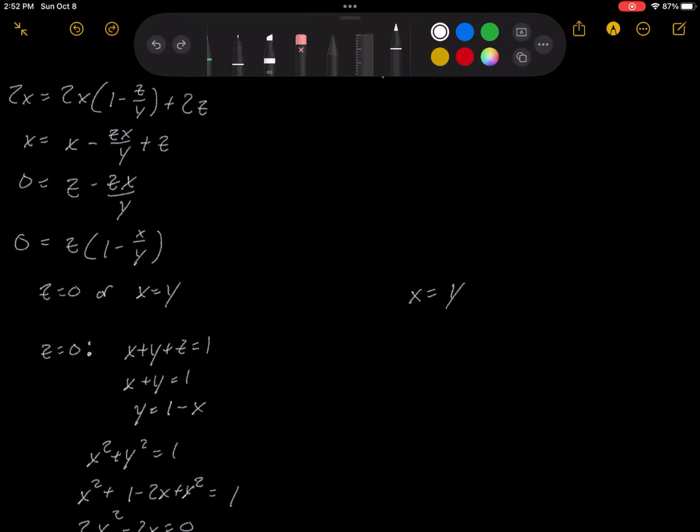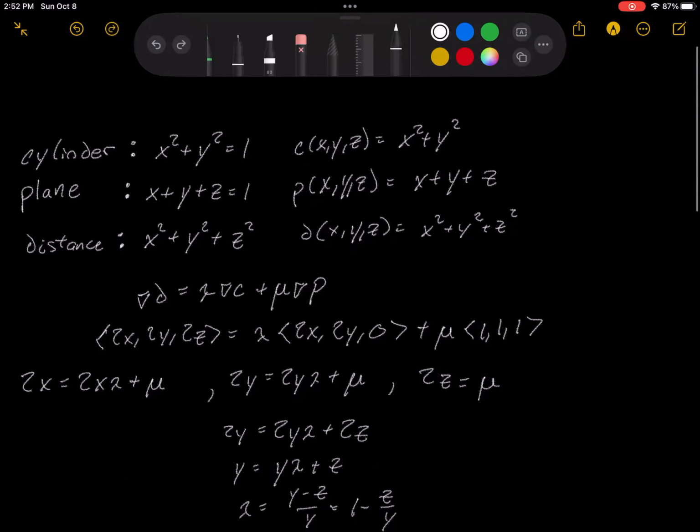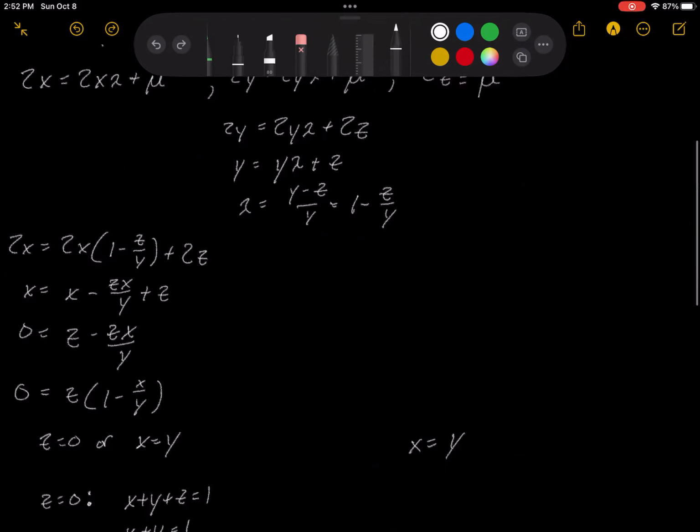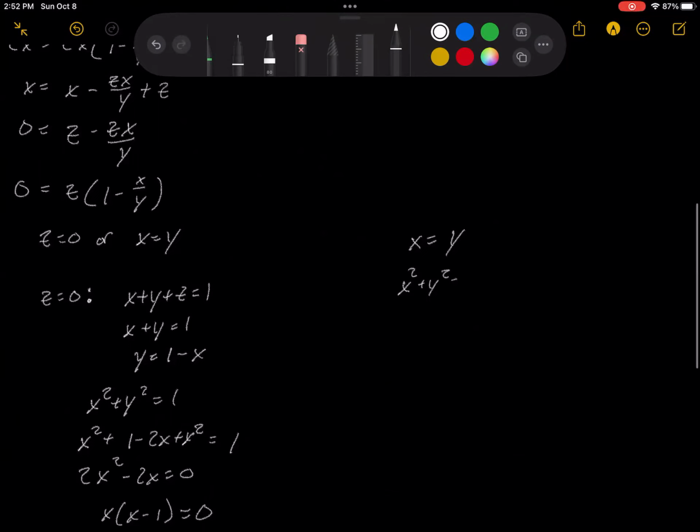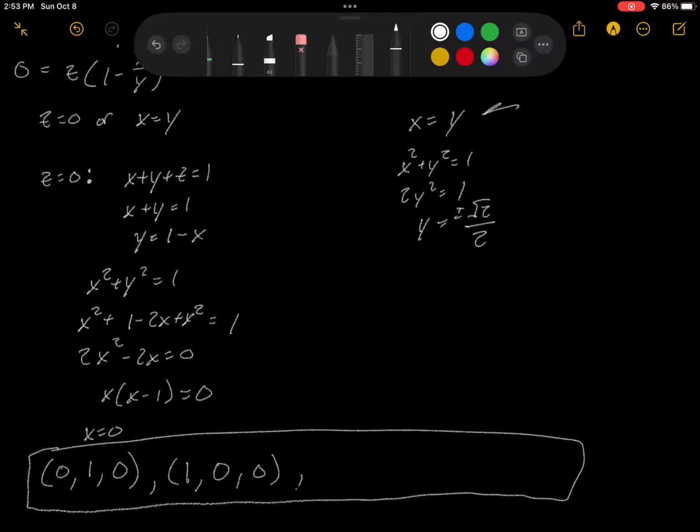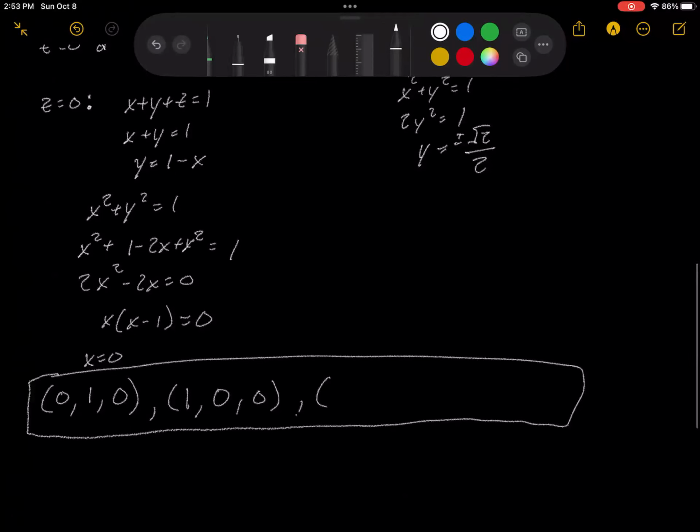Okay. If x is equal to y, which constraint equation do you want to use? Well, you definitely don't want to use the one that has z's in it because you don't know what z is. Use the cylinder. X squared plus y squared must be 1. If x is equal to y, we could use any substitution that we want. 2y squared must be 1. Y has to be the square root of 2 over 2, plus or minus. Okay. So if that's my y value, what's my x value? Oh, x is equal to that y value. So we have square root 2 over 2, square root 2 over 2.